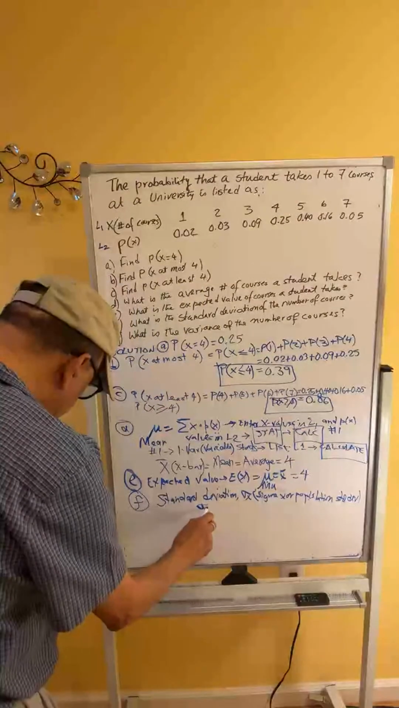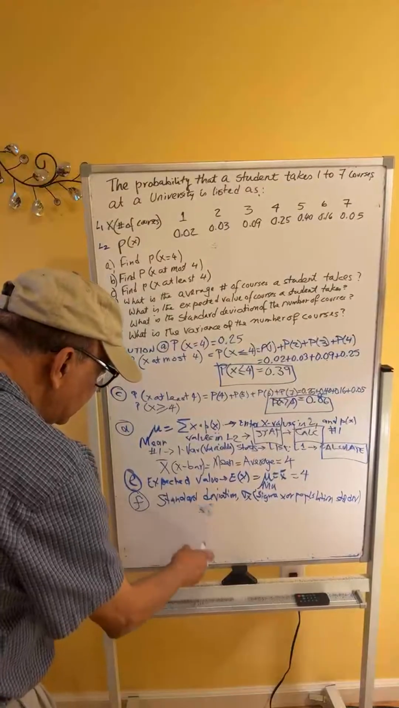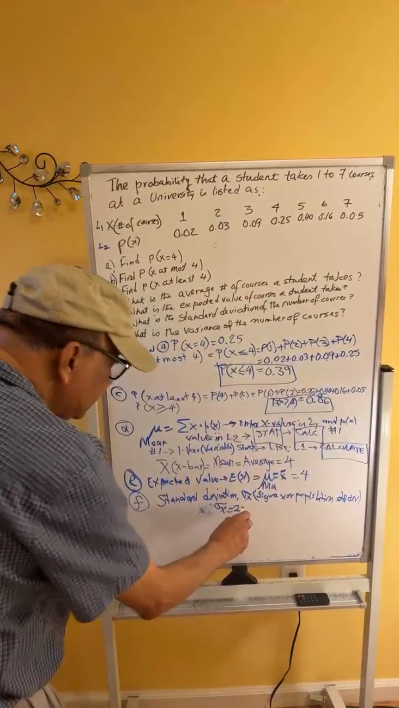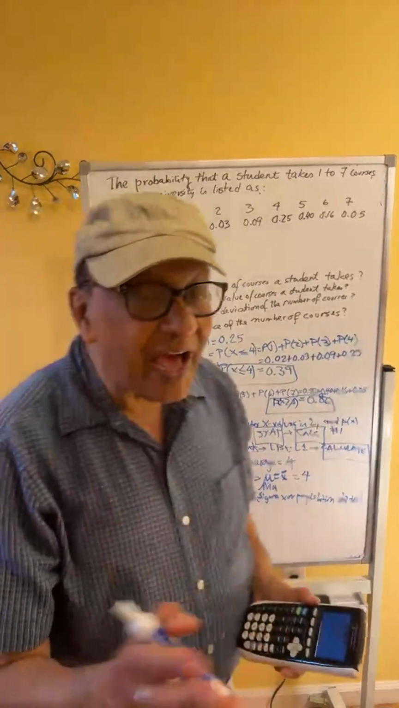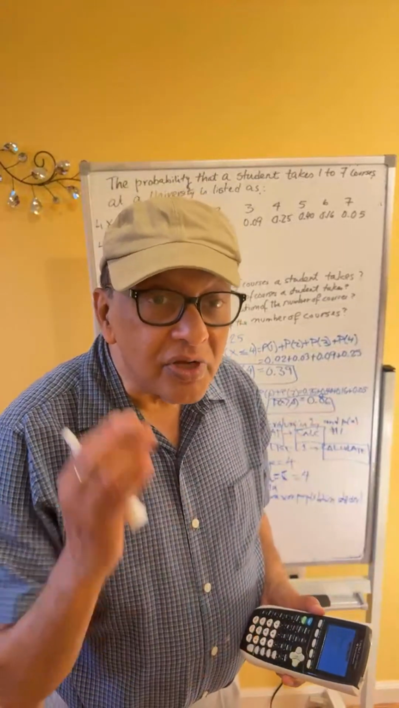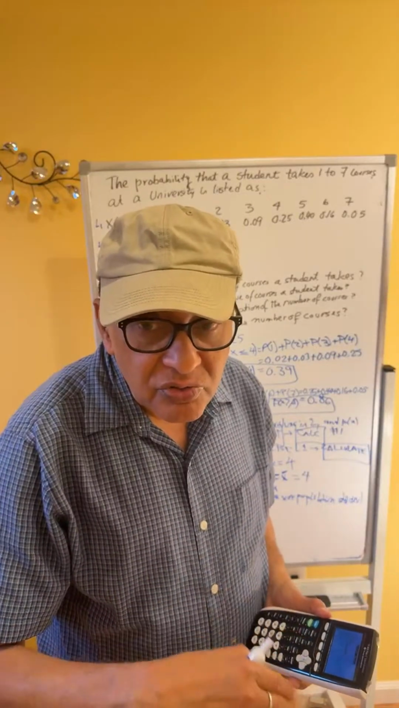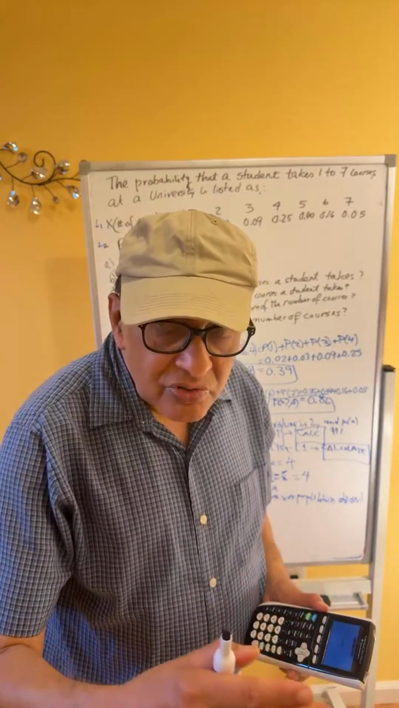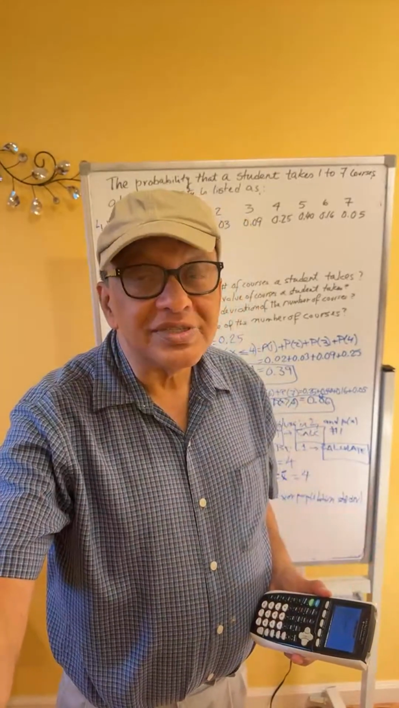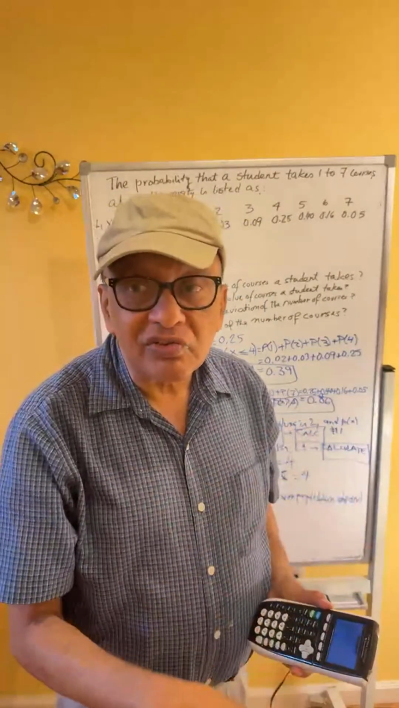So sigma x, if you look up in the calculator, which is the standard deviation, is 2. What does standard deviation mean? It is the average deviation of a course from the mean. So it is 2. On the average, students will take between 4 minus 2, which is 2, where 4 is the mean, and 4 plus 2, which is 6. So on the average, students will take anywhere between 2 and 6 courses.